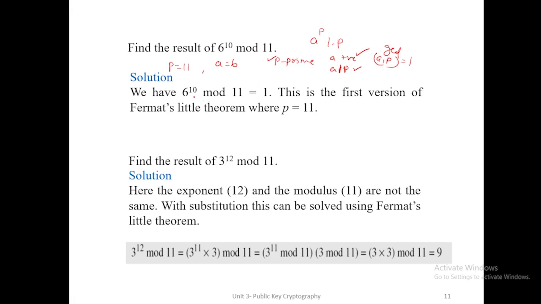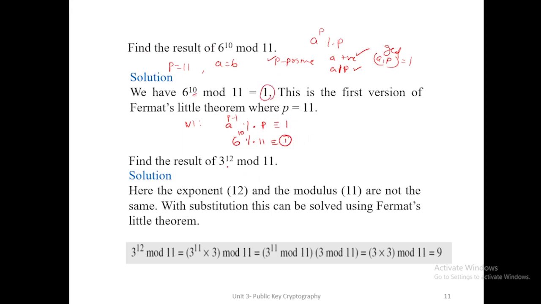Then we try to find the power value. Here it is p minus 1. So what is the rule? If we apply version 1, a power p minus 1 mod p is equivalent to 1. Here a is 6 and p minus 1 is 10. So 6 power 10 mod 11, by applying the rule, the answer is 1. So the answer for the first one is 1.